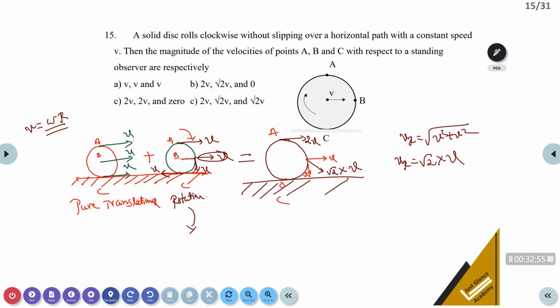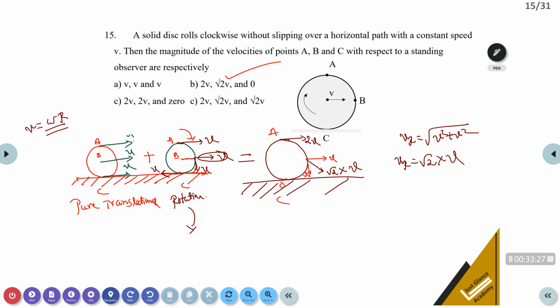What is the conclusion? At point A, 2V, where is that 2V? The possibility is either this or this. Okay, fine. And at point C, it is 0. This is ruled out. Now I have to think. Either B is right or C is right. Of course, at point B, square root of 2 is there, so the final answer is this.